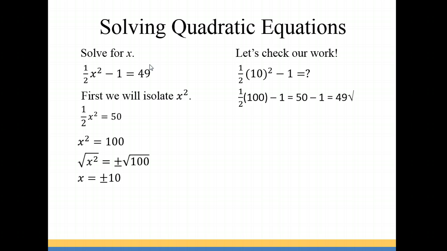Now let's plug in the negative 10. So here we have negative 10 all squared, which is going to give us a positive 100 as well. So now we're actually back to the same step that we had up there in the first check. So now we have 49 as well. So you can see that both solutions are working for this equation.